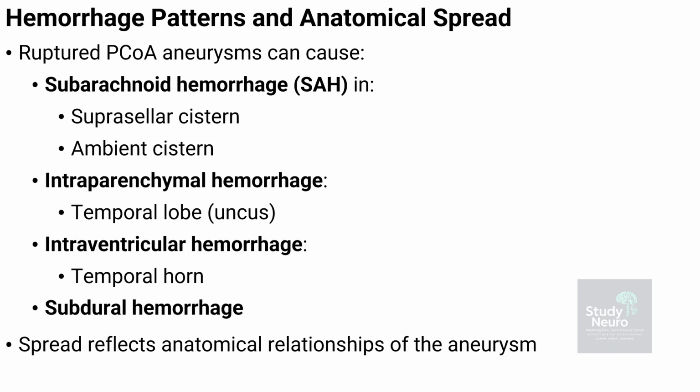When a posterior communicating artery aneurysm ruptures, the bleeding pattern depends on its anatomical location and nearby structures. The initial and most common event is subarachnoid hemorrhage, where blood spreads into the basal cisterns, especially the suprasellar cistern and the ambient cistern. In some cases, the rupture extends beyond the subarachnoid space. Blood may enter the brain tissue itself, often affecting the temporal lobe and the uncus because of their close proximity to the aneurysm. It can also track into the ventricular system. This typically involves the temporal horn of the lateral ventricle and may interfere with normal cerebrospinal fluid circulation.